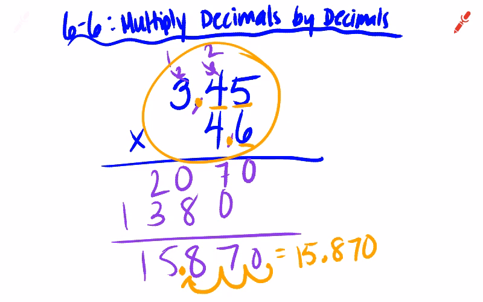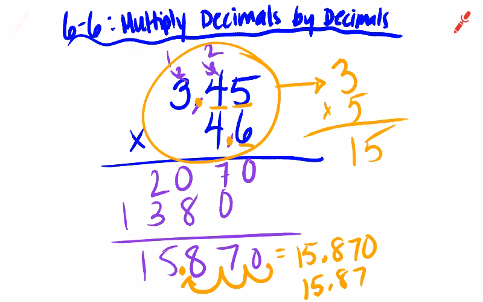15.870. Can I write 15.87 as my answer? Yeah, sure. Does that seem like it's a reasonable answer? Even without estimating, you don't even have to estimate with decimals. You can look. 3.45, if I rounded that to the whole number, what is that? 3. 4.6, if I round that to the whole number, what's that? What's 3 times 5? 15. If my answer is 15.87, I just estimated really quick and got 15. I know that makes some kind of sense.